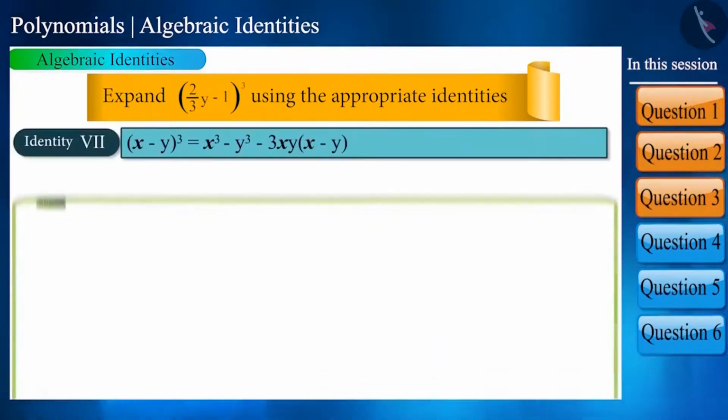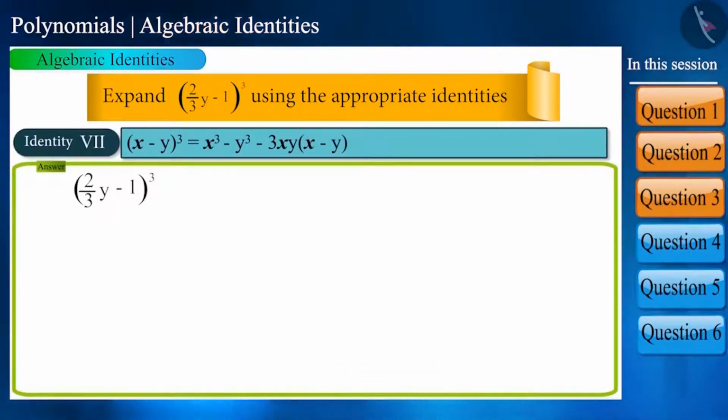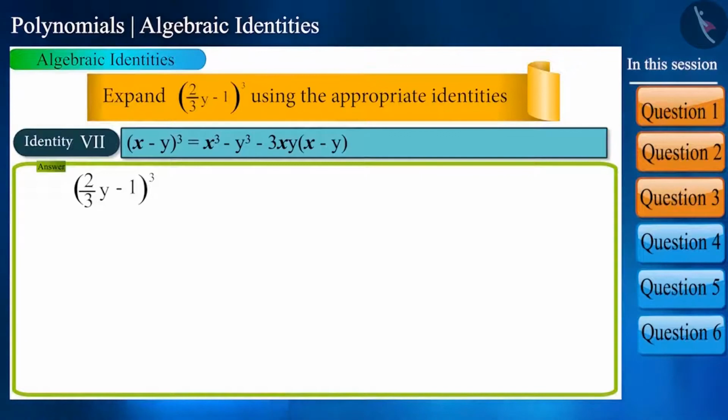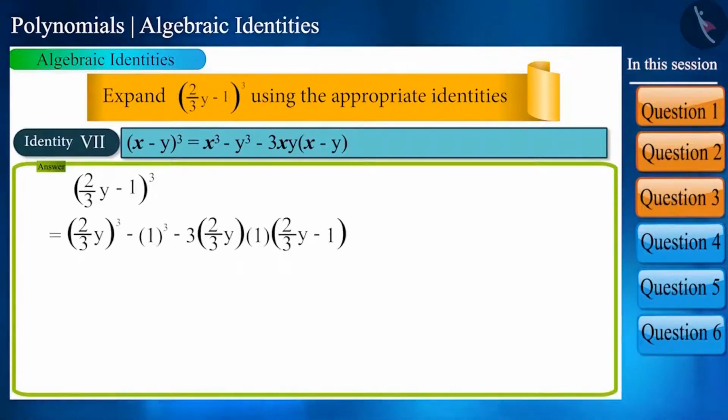Here we have to use the identity directly, where x is 2 by 3y and y is 1. Pause the video and try to solve it yourself. The solution will be somewhat like this.